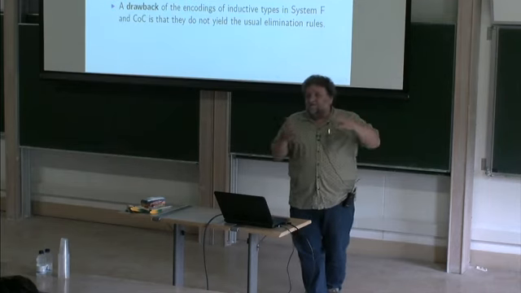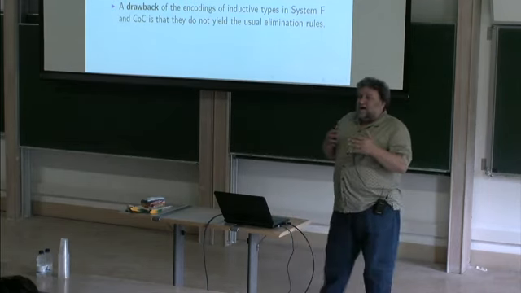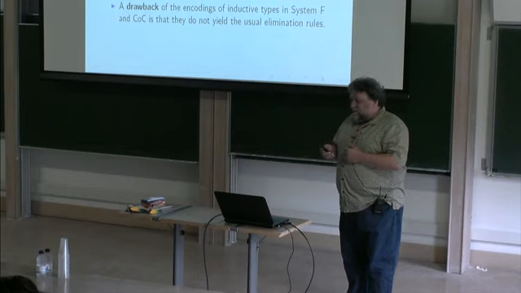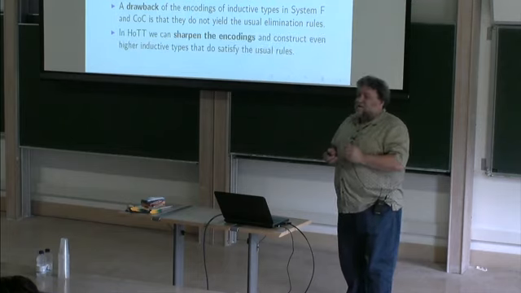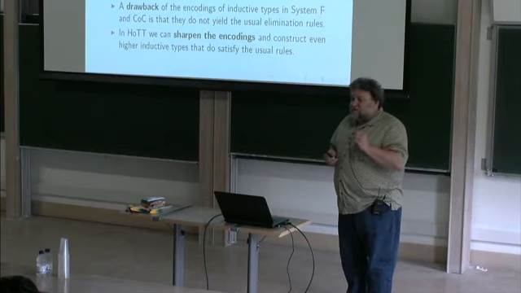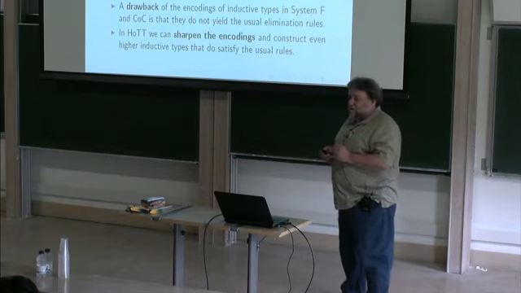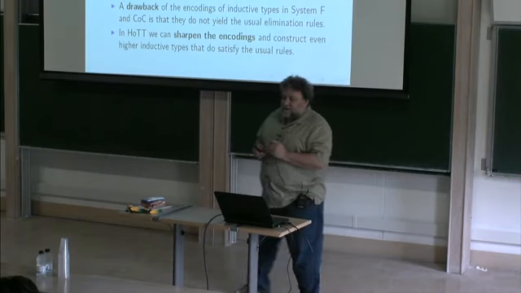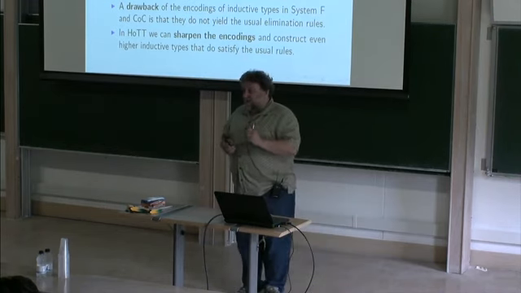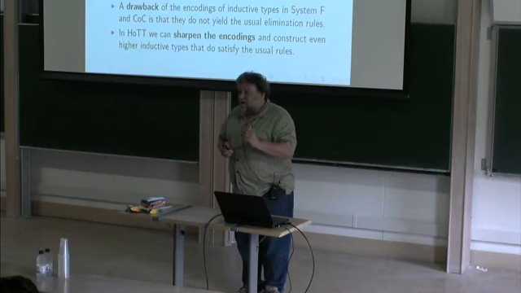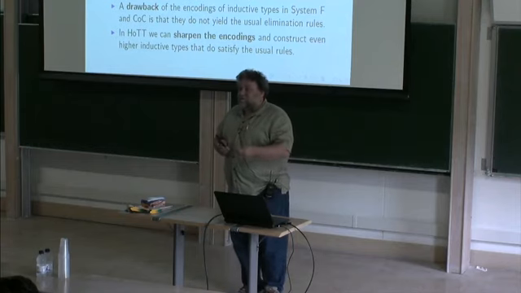Okay, so there's a kind of defect there, a mismatch in the impredicative encoding. And that's where the HoTT comes in. Using HoTT, we can sharpen up that impredicative encoding in order to get the right elimination property on the normal inductive types. And then we can go on and try to do the same thing for higher inductive types.